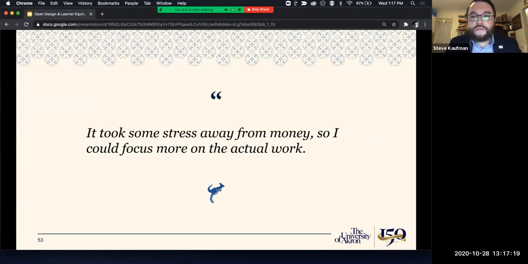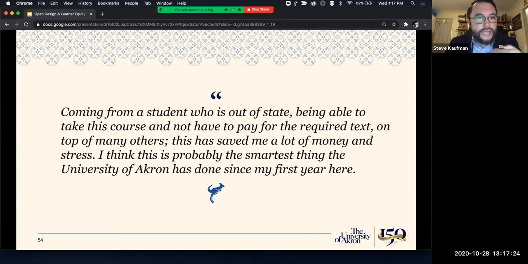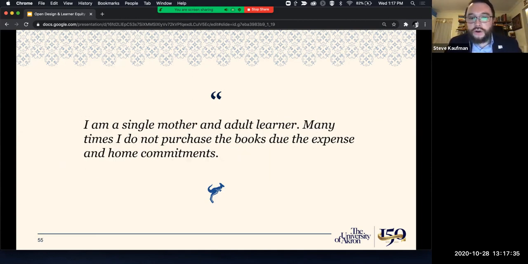It took some stress away from the money so I could focus more on the actual work. Coming from a student who was out of state, being able to take this course and not have to pay for the required text on top of many others, this has saved me a lot of money and stress. And I think this is probably the smartest thing UA has done since my first year here. I'm a single mother and adult learner. Many times I don't purchase the books due to expense and home commitments.